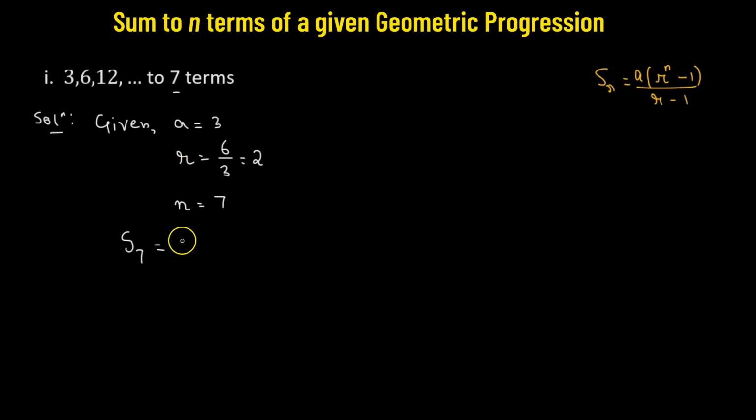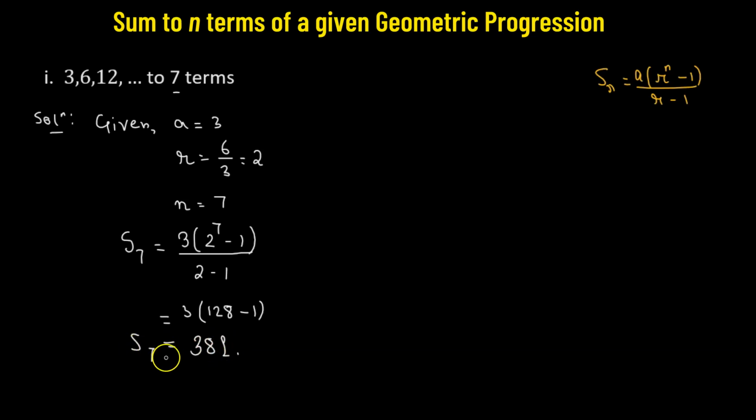So we will have the first term, which is 3, multiplied by the common ratio 2 raised to the power of n, the n value 7, minus 1, divided by 2 minus 1, which will be equal to 3 times 2 raised to the power of 7. So that's 128. 128 minus 1. So we have 3 times 127, which is 381. So this is going to be the sum up to the 7 terms of a given geometric progression.